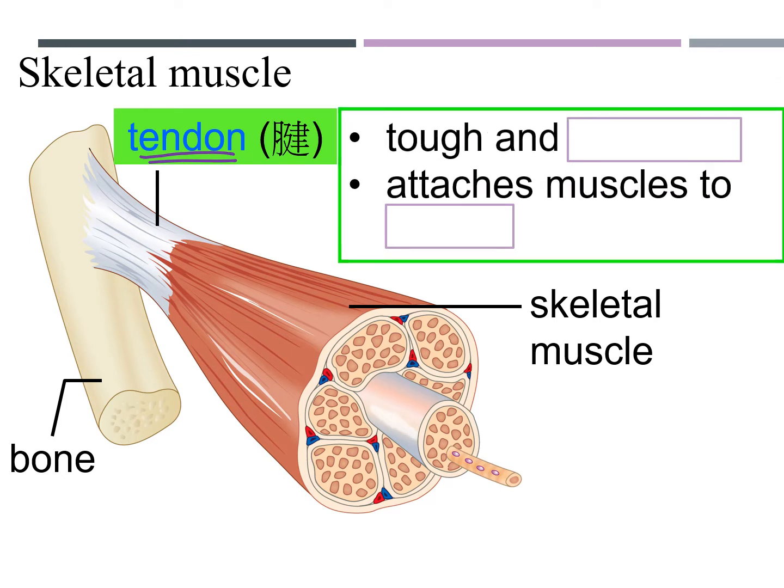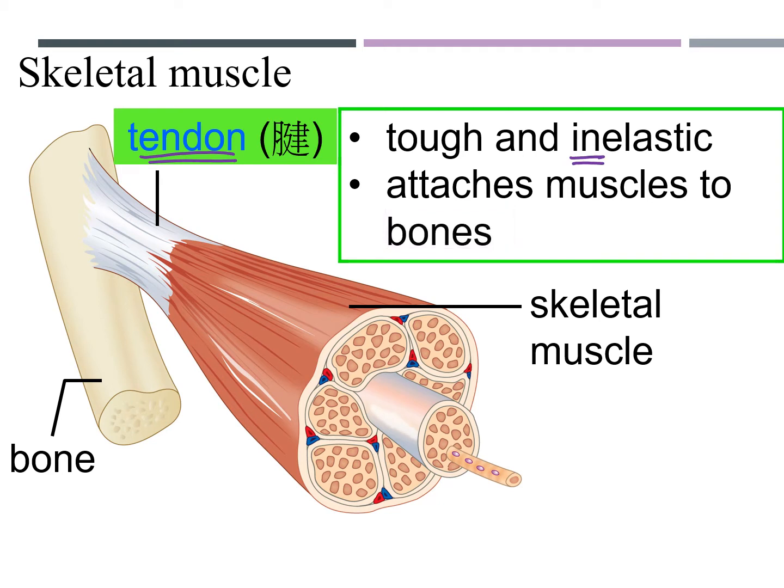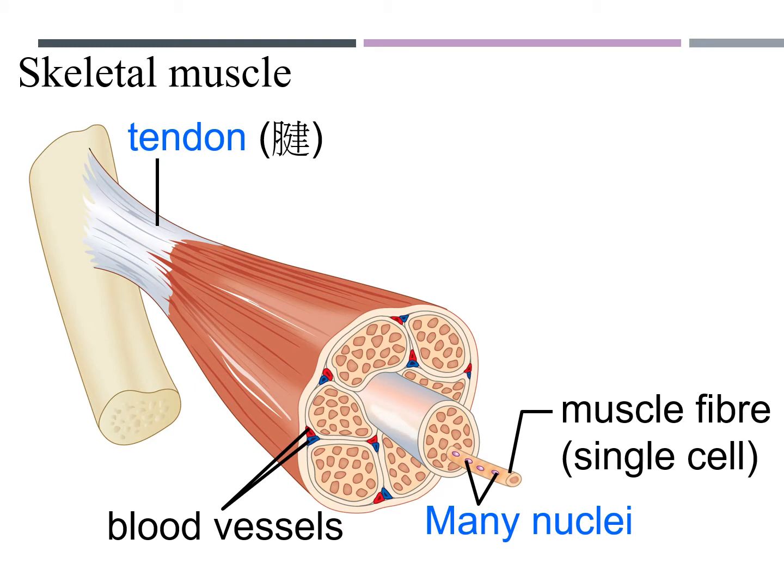Tendon, 筋腱, is very tough and inelastic, 冇彈性嘅. It helps to attach the muscles to the bones. Skeletal muscle is made up of muscle fibers, 肌肉纖維. Muscle fibers are actually one muscle cell, and in each muscle cell you can find many nuclei.